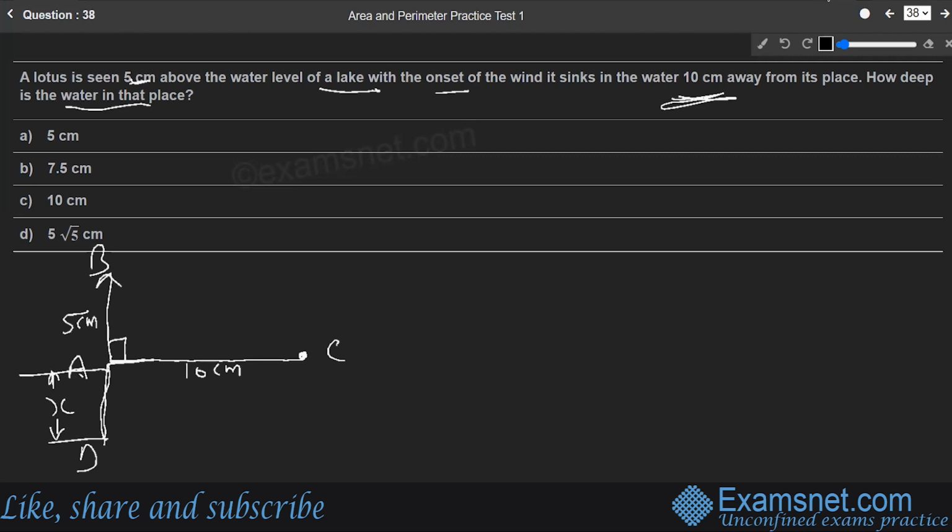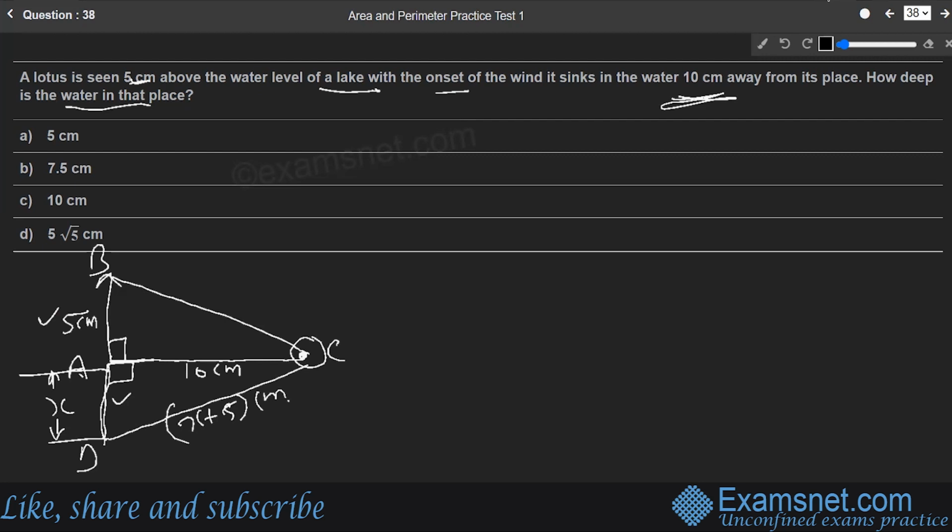So you can clearly see the depth value is X and the height of the lotus is 5. Clearly, if you join, and the lotus is looking to be sinking at the point C, this very length will be nothing but X plus 5 centimeter only. That is the sum of the depth and the actual height. So that's what we have marked here, X plus 5 is this. We can join B and C as well. So this is the diagram. Obviously this is also 90 degree. This is the diagram of the question given to us.